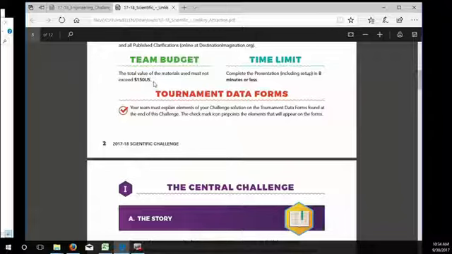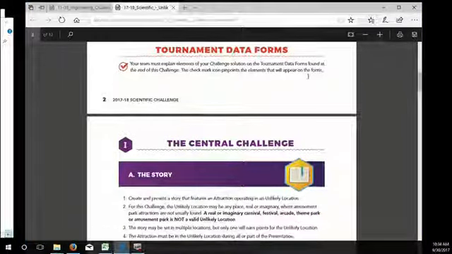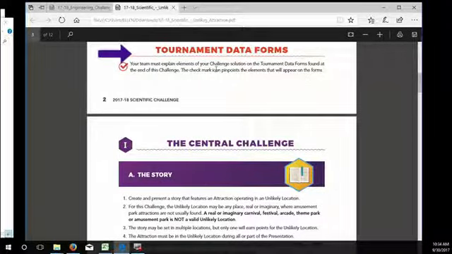And it's important that you know that because we don't want the kids buying their challenge solution, so it's fairly low. And then the time limit for their performance at the tournament, most of them are 8 minutes. There are a couple of exceptions to that. Then tournament data forms are at the end of every challenge, and you have to bring those to the tournament. They'll have more information about that at the end of the challenge.